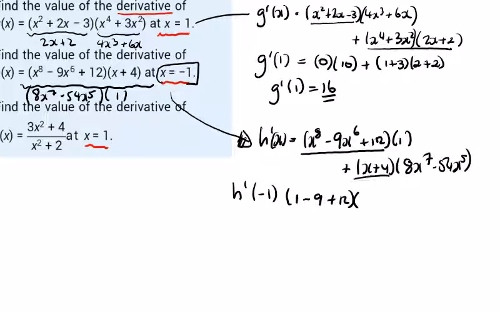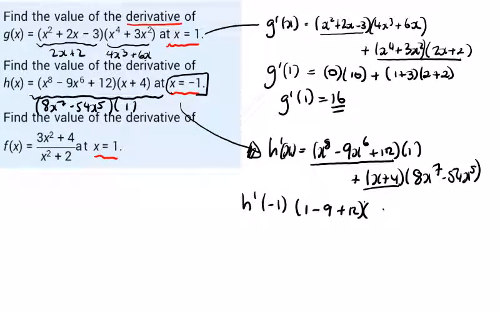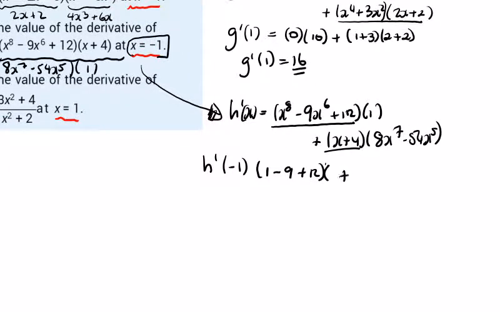In the second set of brackets, we're going to have minus 1 plus 4, which is 3. Sorry, it should be a plus sign in here, just make that one bracket, plus. So we're going to have minus 1 plus 4 is 3. We're going to have 8 by minus 1, the minus power, so that's minus 8. And minus 54 by a minus power is plus 54.